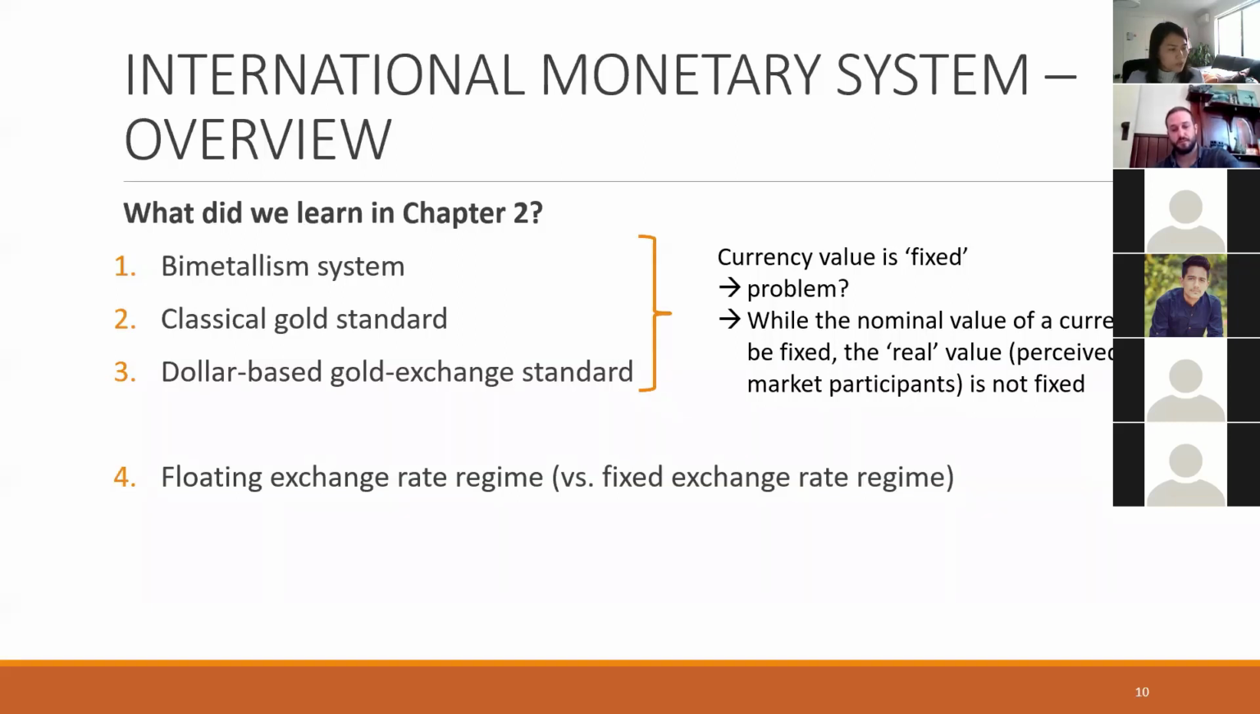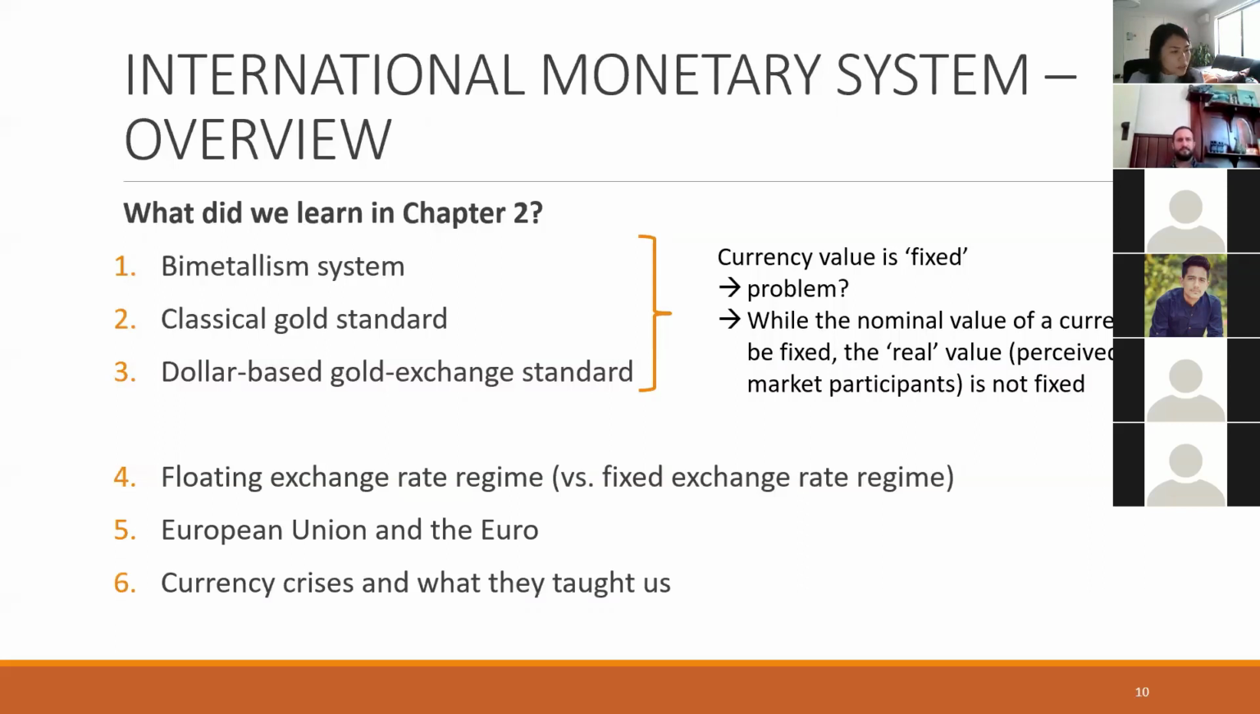Because of these problems, people decided to float the exchange rate, in the sense that you just let market supply and demand determine the exchange rate value, okay? We also talk about the emergence of the European Union and the introduction of the euro as one of the most important currencies in the world recently. And finally, as we mentioned before, a currency crisis most of the time happens when you have a fixed value, okay? So when you try to fix your currency value and the real value deviates from that fixed exchange rate.